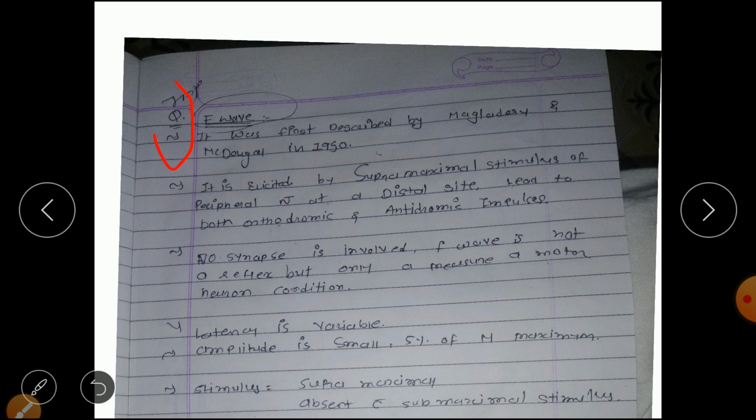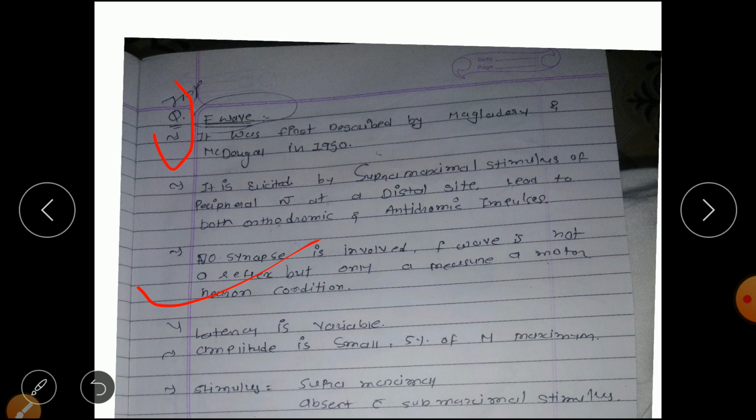No synapse is involved. F wave is not a reflex but only measures motor neuron conditions. It is just a wave which measures a motor neuron condition. Latency is variable in F wave. Amplitude is small, about 5% of the M wave, that is the CMAP, which is very small.